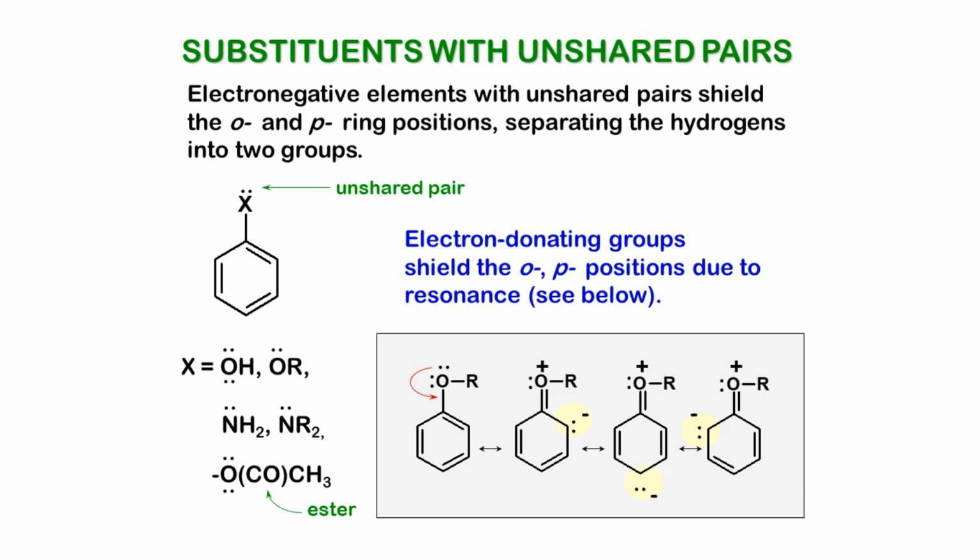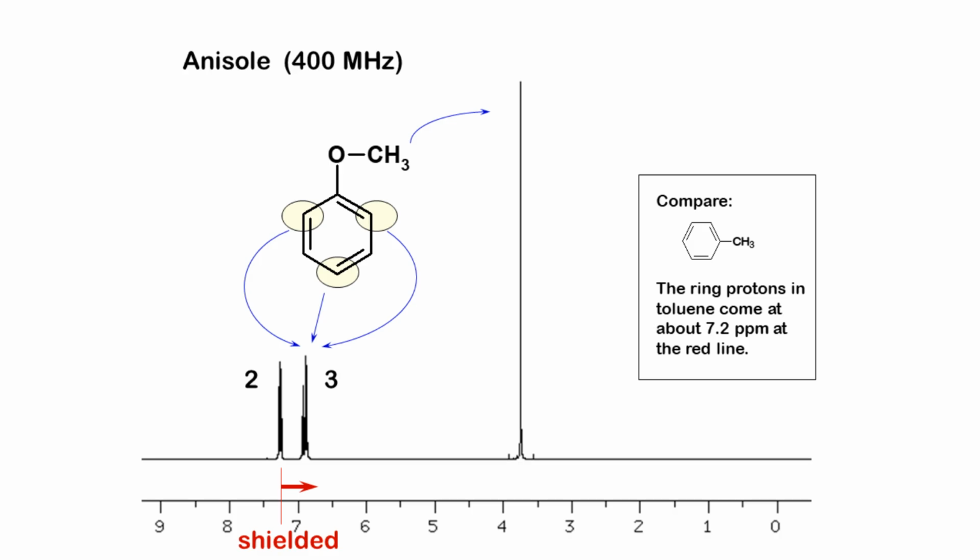Electronegative elements with unshared pairs shield the ortho and para ring positions, separating the hydrogens into two groups. Electron-donating groups shield these positions due to resonance. In anisole, the ring protons come at about 7.2 ppm. Notice the shielding effect on the NMR spectrum.